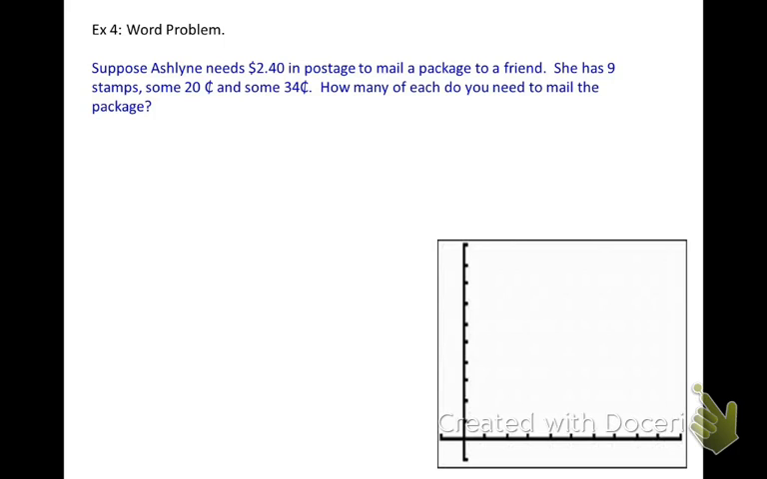All right. Suppose Ashley needs $2.40 in postage to mail a package to a friend. She has 9 stamps, some 20 cent and some 34 cent. How many of each do you need to mail the package?